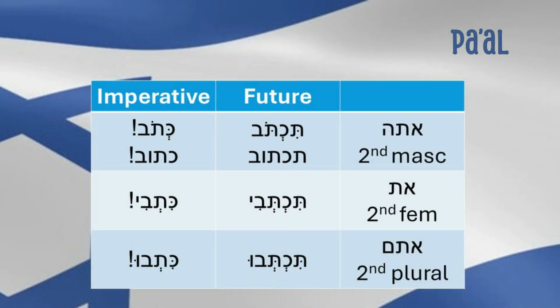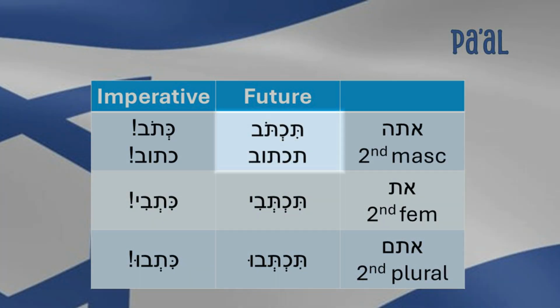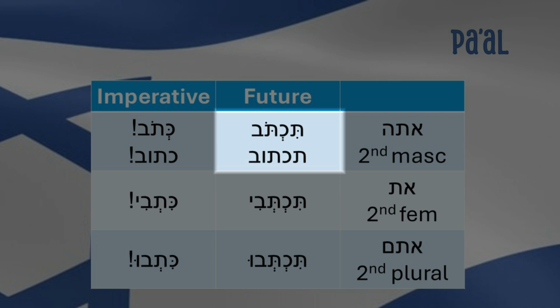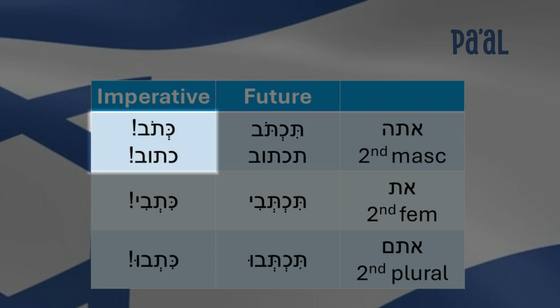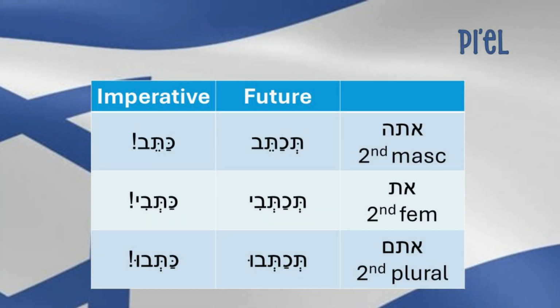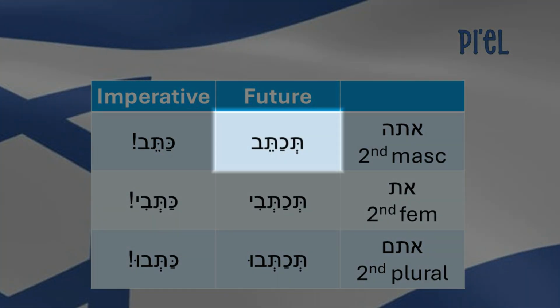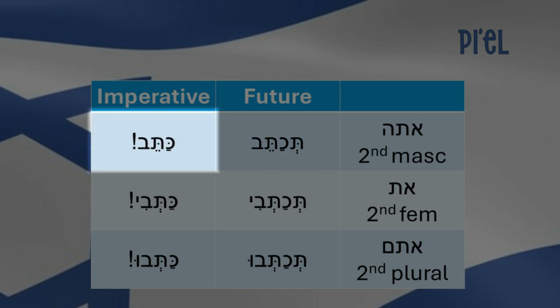So I found a shoresh that starts with kaf that is available in all of the binyanim, and that's kaf taf bet, which has to do with writing and inscribing. So in the pa'al, the future tense is going to be tichtov, but the imperative is going to be ketov. And in the pi'el, the future will be techatev, but the imperative will be katev.